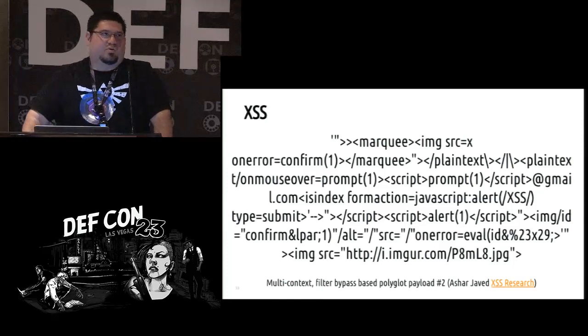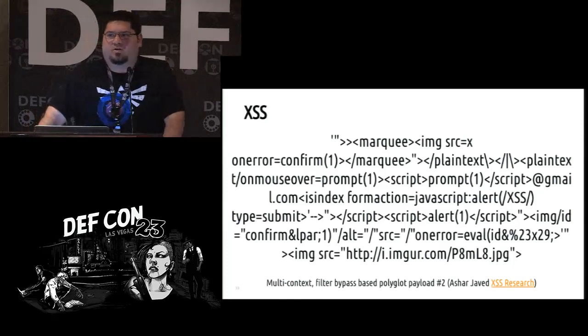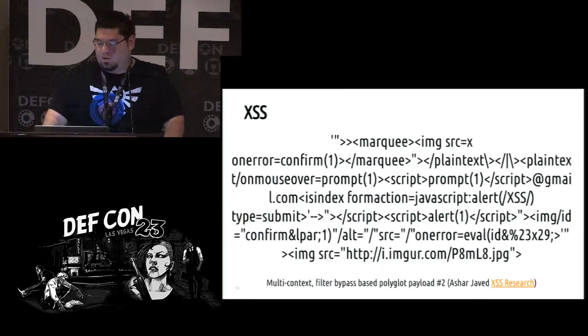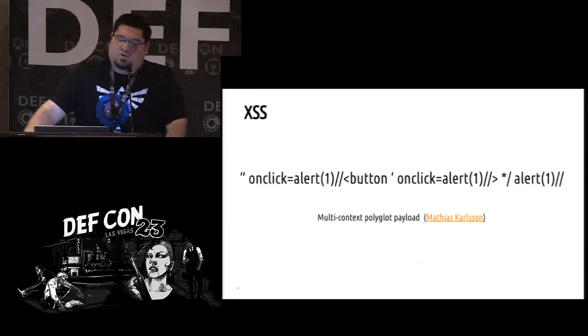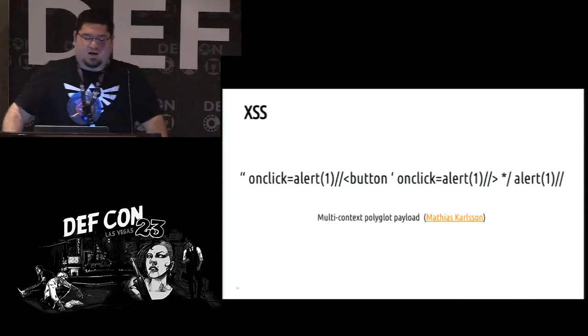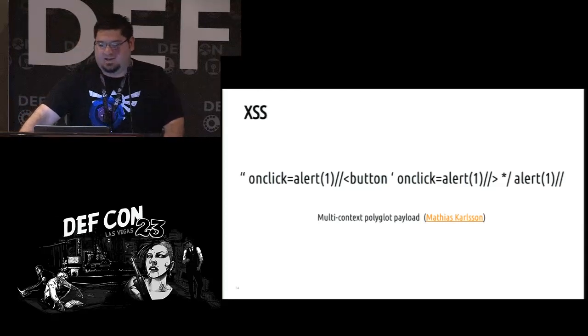So he actually ran this along the Alexa top 100, and like 80% of them were vulnerable to just their search parameters with this string. So, more ammo for you guys doing bug bounties. This one is by Matthias Carlson. And is he here right now? Is Matthias here? Hey, there he is. He's awesome. So he did a whole presentation on this idea, polyglot payloads on websites. So this is his multi-context polyglot payload. And this is one that I use now. So thank you.